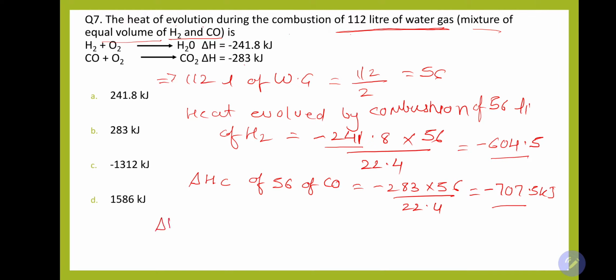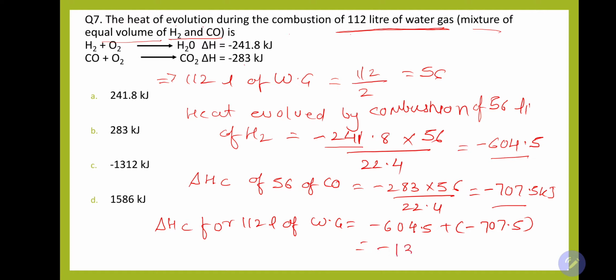Now as we have got the heats of combustion for both of them, the total heat evolved for 112 liters of water gas is -604.5 plus -707.5. It will be nothing but -1312 kilojoules. So this is your correct answer. Now let's move to the next question.